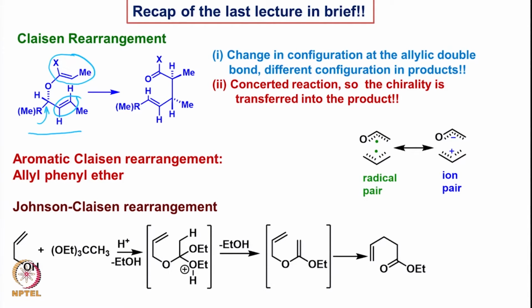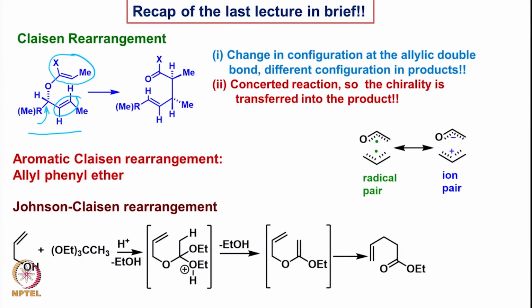So these aspects we saw, and we looked at how the products change based on the change in configuration of the allylic double bond, or even the vinylic ether double bond, if we keep the other double bond fixed. If one of the double bonds is fixed, the other double bond can be changed and accordingly different products with different configurations come.